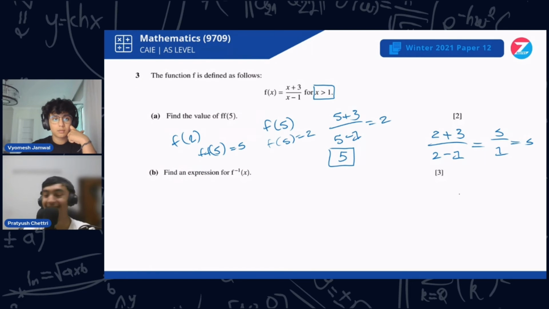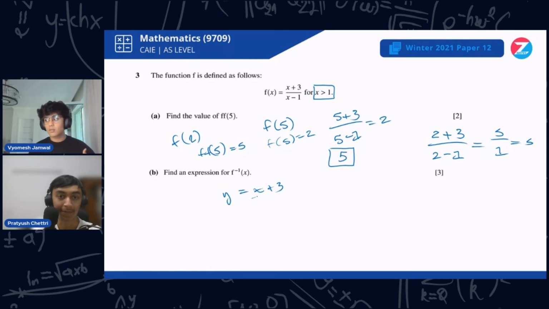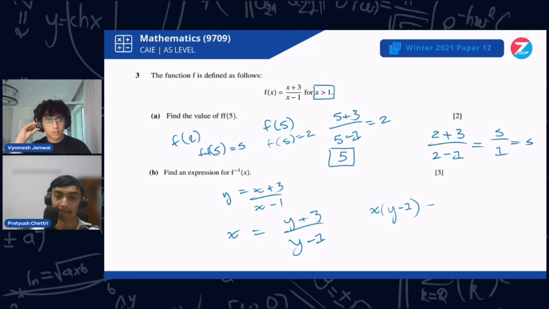Find an expression for the inverse of f of x. This is a funny question. I selected it just because. So let's try working on this. Remember, put y as x plus 3 over x minus 1, and then swap x and y. So you get x equals y plus 3 over y minus 1. Multiply both sides by y minus 1, same process as the previous question. Multiply: xy minus x equals y plus 3.